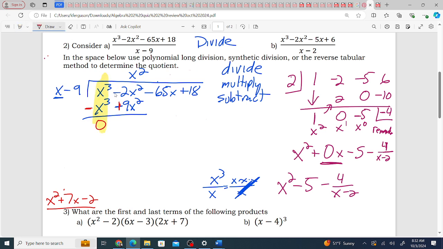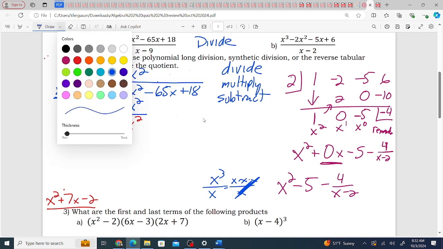So now over here, I have negative 2x to the second power and positive 9x to the second power. What do I get when I combine those? 7x to the second power. And it's positive, so I'm going to put a plus right there. So then my last step is bring down.